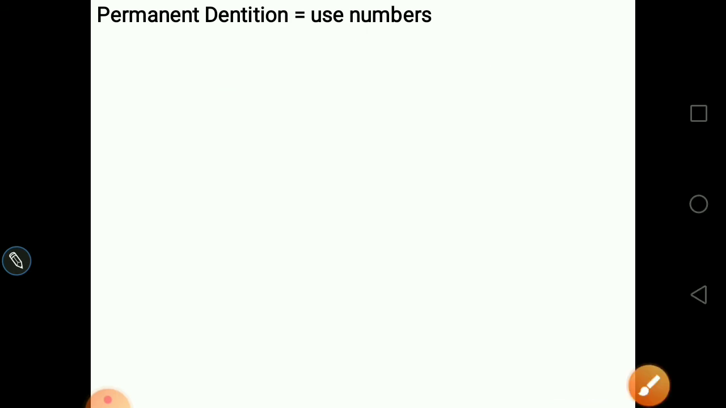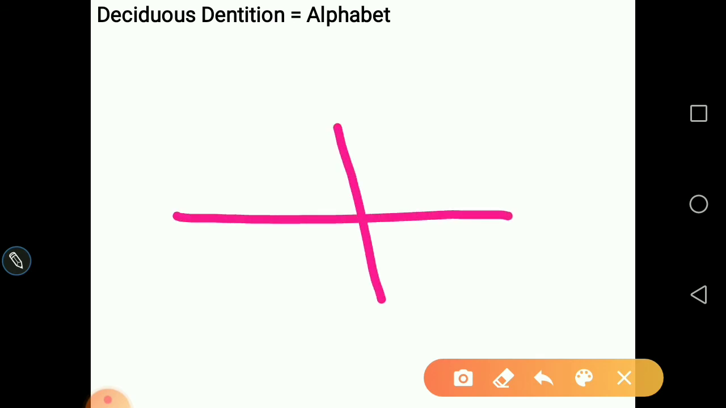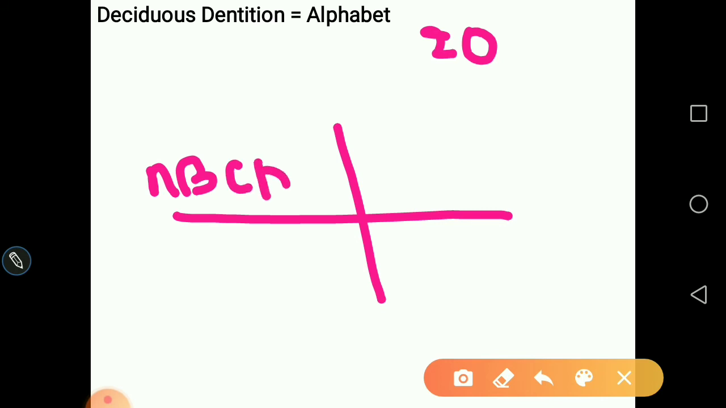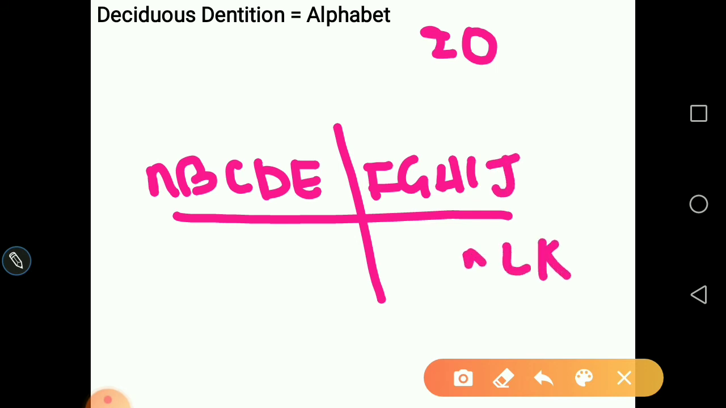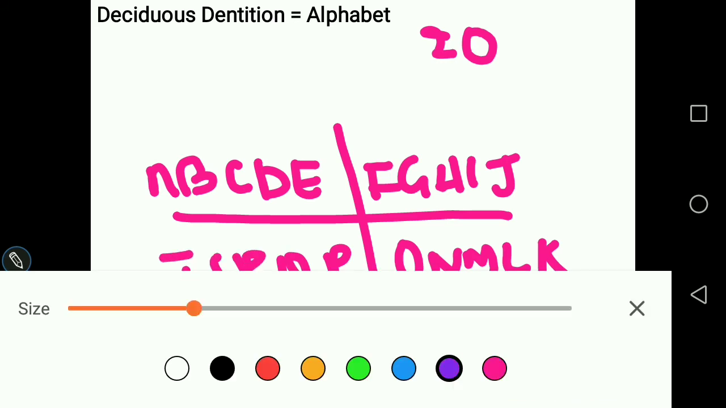Okay, now in case of deciduous dentition we use alphabets. So in deciduous dentition we have 4 quadrants and a total of 20 teeth. So it goes like A, B, C, D, E, F, G, H, I, J, K, L, M, N, O, P, Q, R, S, and T.